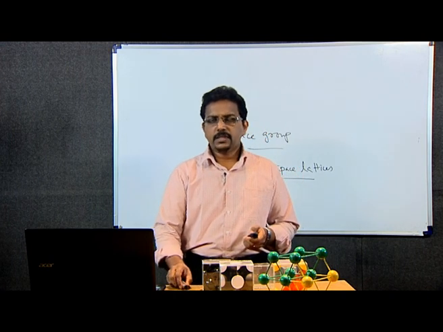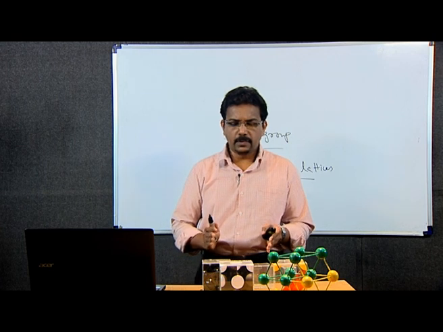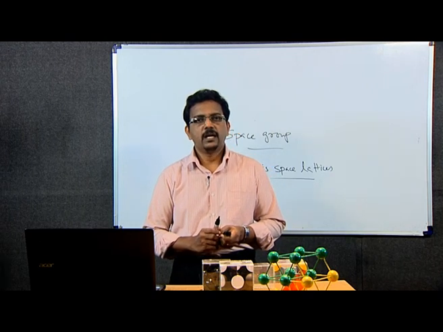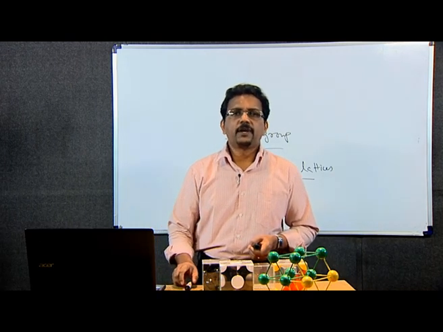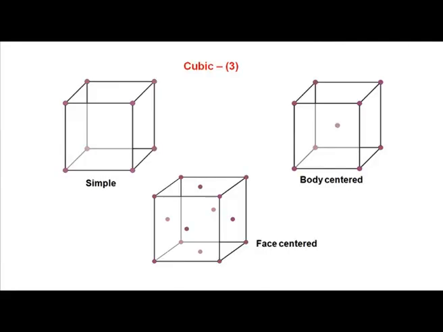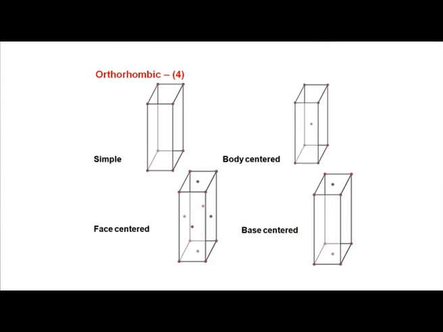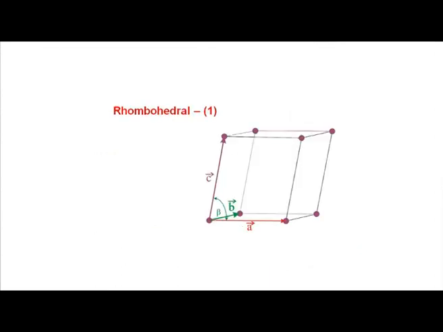So, based on this, considering the number of Bravais lattices we can observe in all 7 crystal systems, there are 14 Bravais lattices. Cubic has 3 types of Bravais lattices: body centered, simple cubic, and face centered cubic. Similarly, in tetragonal, the number of Bravais lattices is only 2. In the orthorhombic case, there are 4 Bravais lattices.